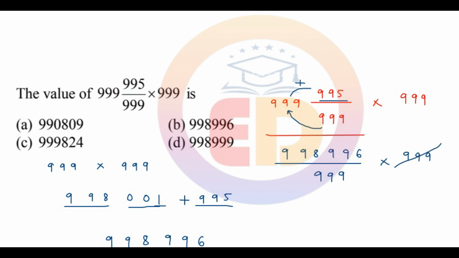अब फिर से हम इन दोनों 999 जो न्यूमरेटर में है और 999 जो डिनोमिनेटर में है, इसे हम कैंसिल कर देंगे, और हमारा आंसर बचेगा 9,98,996, which is again the option number B.